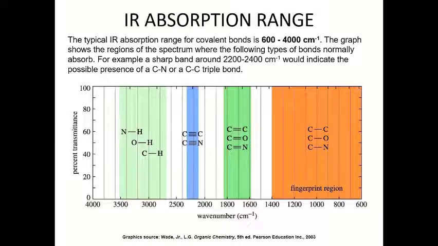Here you see again where the following types of bonds normally absorb. As we mentioned before, NH, OH, CH are going to absorb in this region. C triple bond C, C triple bond N are going to absorb in this small region over here. The C double bond C, C double bond O, C double bond N are going to absorb in this region, and in this fingerprint region, all these bonds, C single bond C, CO, and CN.